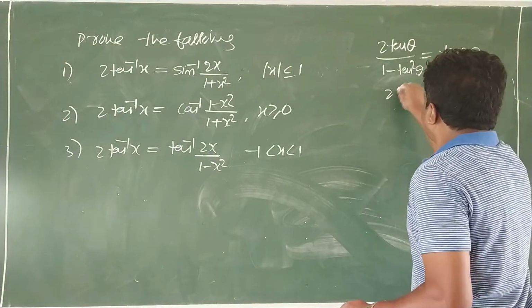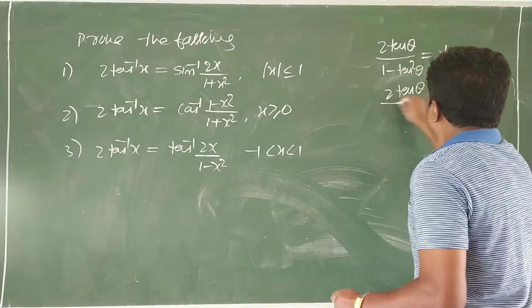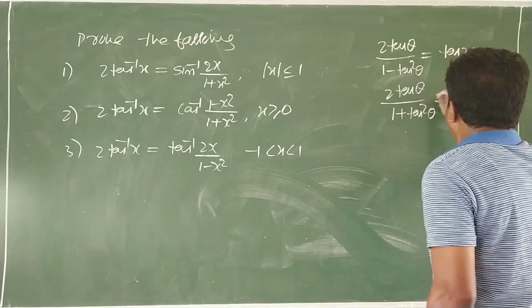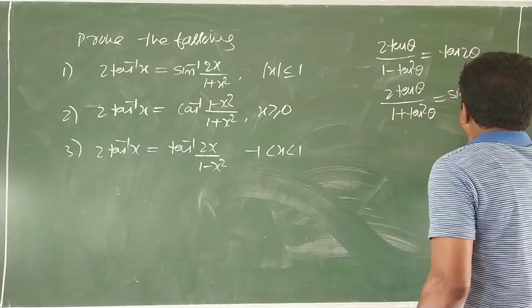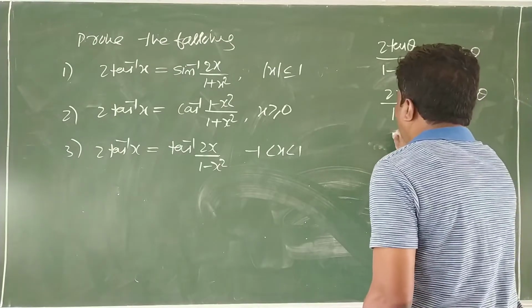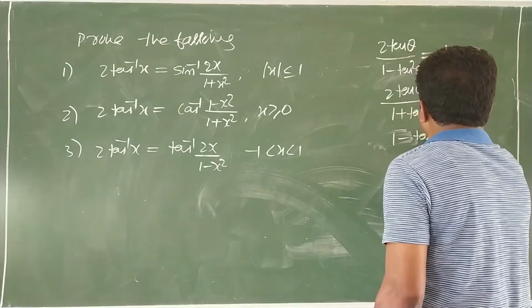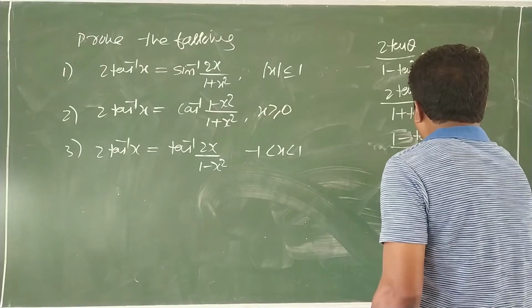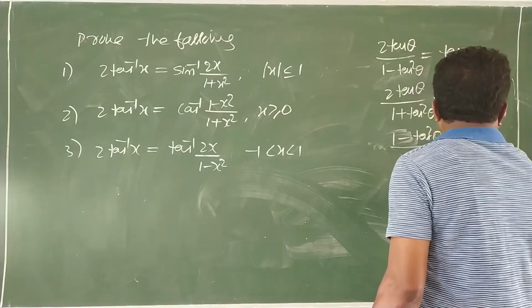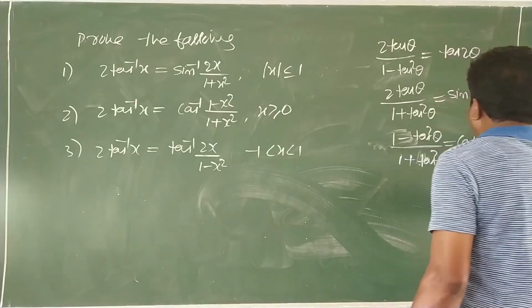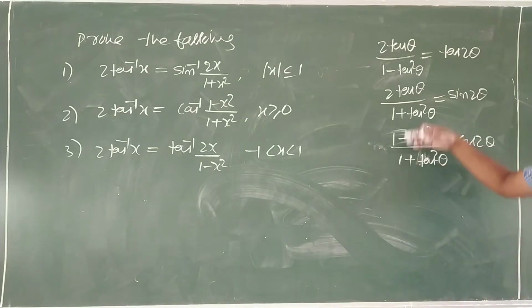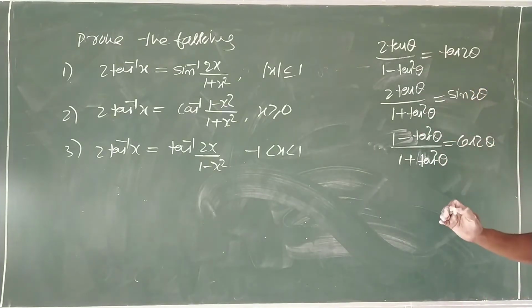So 2 tan theta by 1 plus tan square theta is sin 2 theta. And 1 minus tan square theta by 1 plus tan square theta is equal to cos 2 theta. You all proved, you all learnt these identities in first PUC.